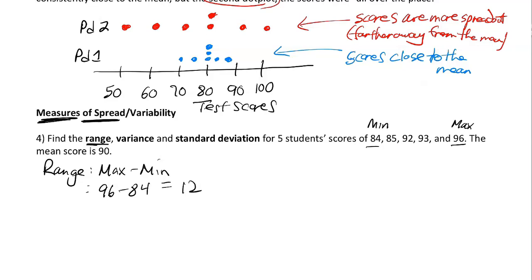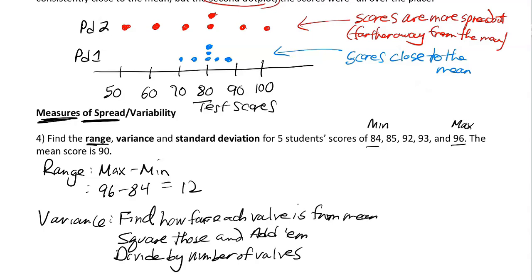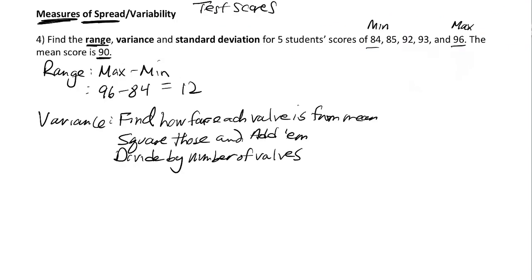To calculate the variance, we're going to do this process. First, we'll find how far each value is from the mean. I've provided the mean of 90 for those 5 scores. We're going to square those results, and then we're going to add all those up, and then we're going to divide by the number of values that we have, and that gives us what's called the variance. So let's calculate that.